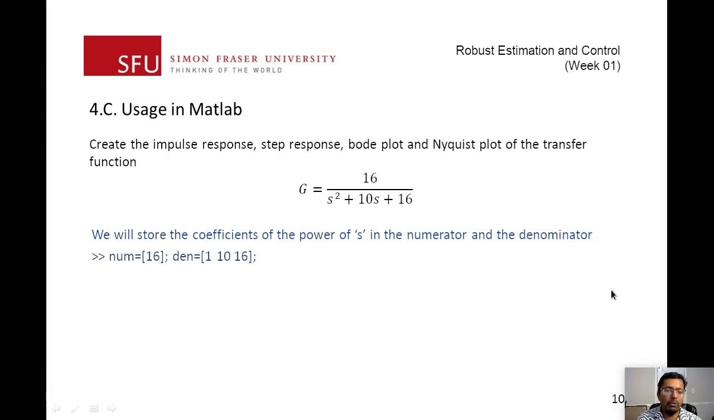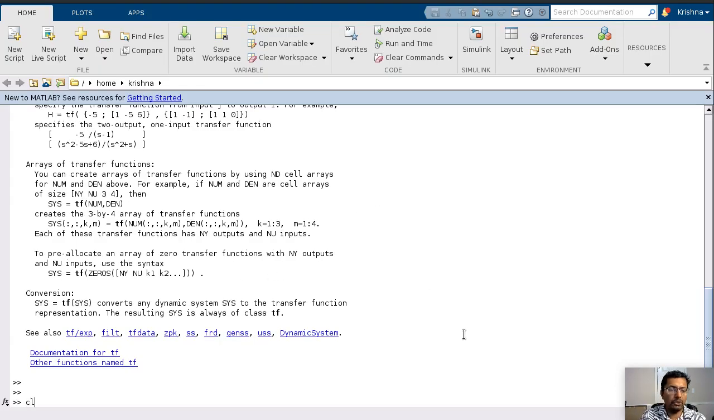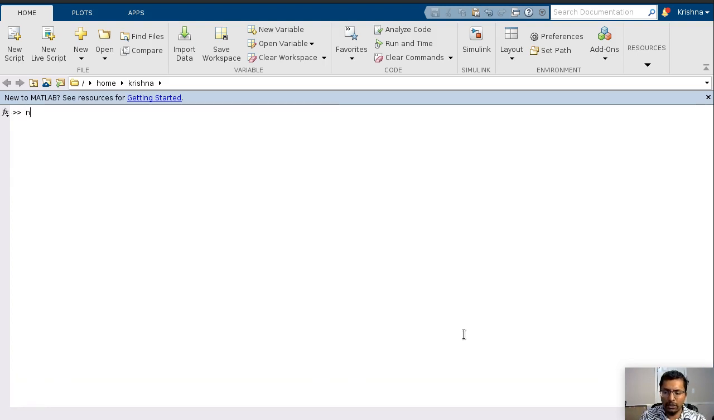In the MATLAB prompt, we're going to say numerator is 16 and denominator is 1 times s to the 2, so we put 1, and then 10 times s to the 1, and then 16. These are the values we're going to be storing. We just grab the coefficients from each power of s and put them in here. So let's do that in MATLAB. CLC, so we go numerator equals 16. Notice that it prints the result on the screen, which I don't like too much. So I'm going to make it without printing.